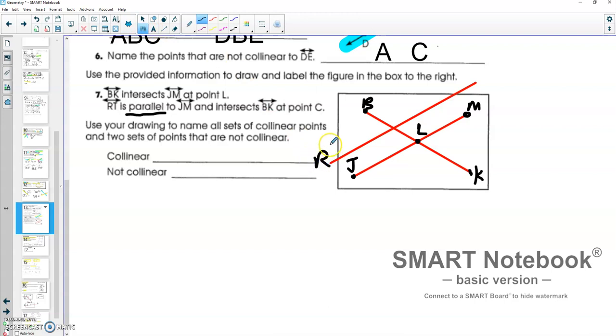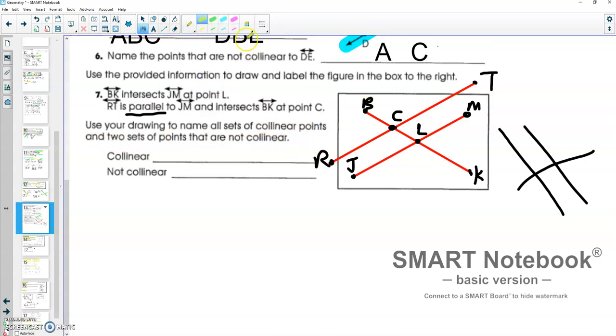Now let's start labeling. So this is R, this is T. RT is parallel to JM, and it crosses BK at point C. Now your picture might not look like this, but it should be similar. You could also have one that looks like that, or some variation. Now, use your drawing to name all the sets of collinear points and 2 sets of points that are not collinear.